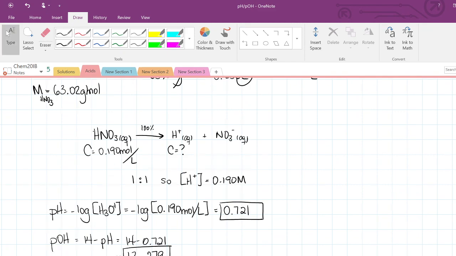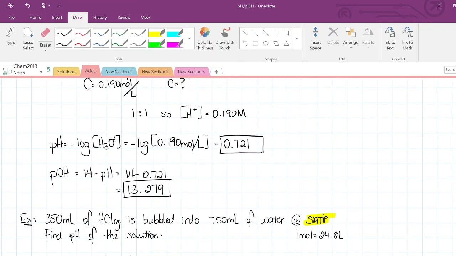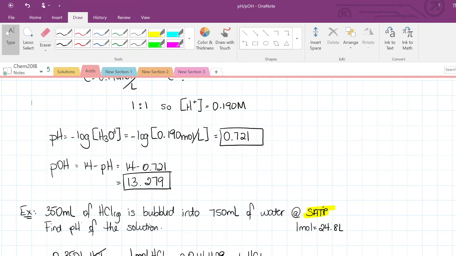Now I can do pH. So remember, I'm using hydronium and hydrogen interchangeably in this section. I know pH is negative log of the hydronium ion concentration, and I just figured out that my hydronium ion concentration is 0.190 moles per liter. If I take the negative log of that, I get 0.721, right? And because my concentration has 3 significant digits, my pH is going to have 3 decimal places.